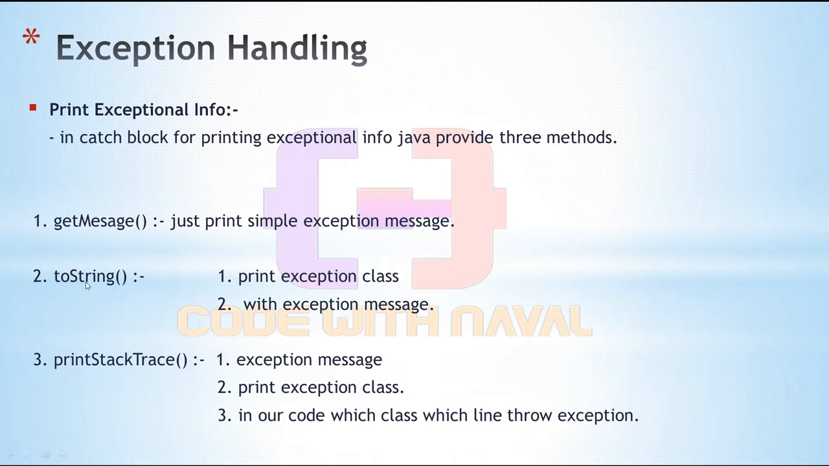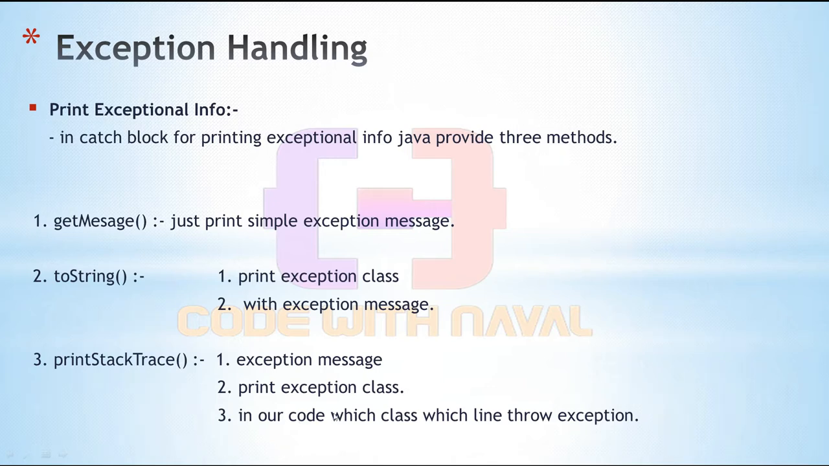Then second, we have toString. This toString provides the exception class, along with the exception message. Then third, we have printStackTrace. This printStackTrace provides first the exception message, then the exception class, then in our code, which line is throwing the exception, along with the class name.